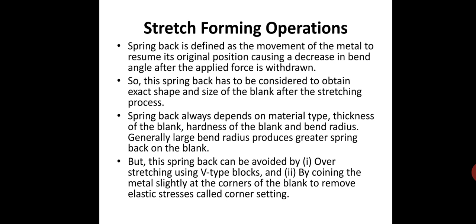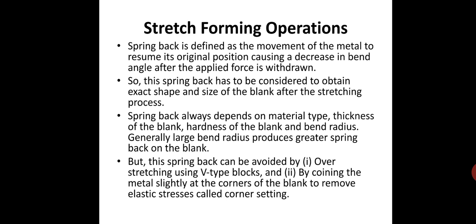Now, what are the things to avoid this spring back? One is overstretching using V-type form blocks, and the second is coining the metal slightly at the corners of the blank to remove the elastic stresses, called corner setting.